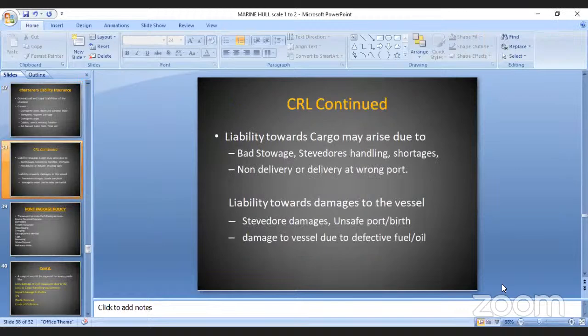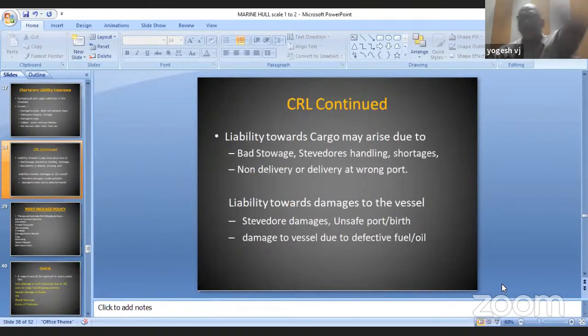Okay. Liability towards cargo may arise due to bad storage, if it is kept in a bad way. Stevedores handling, those who load are called stevedores. Then shortages, non-delivery, delivery at wrong port. These are the reasons why liability for cargo can arise.